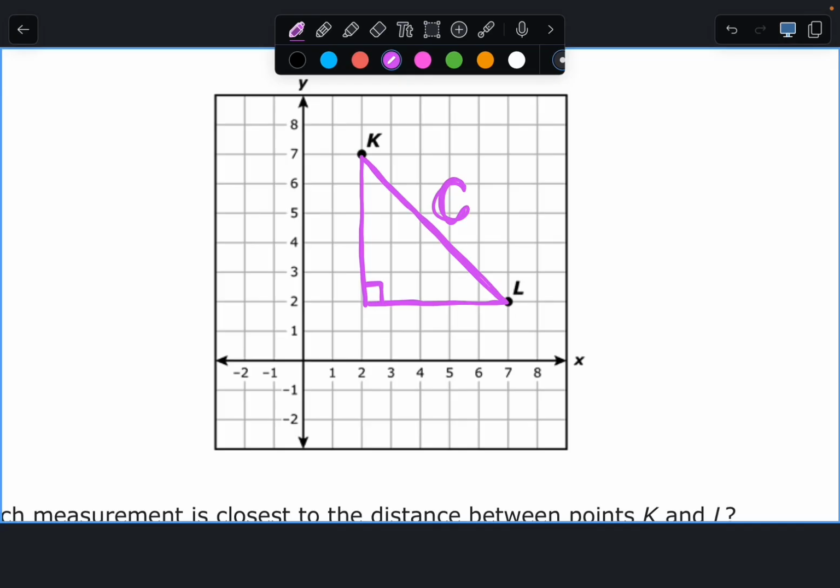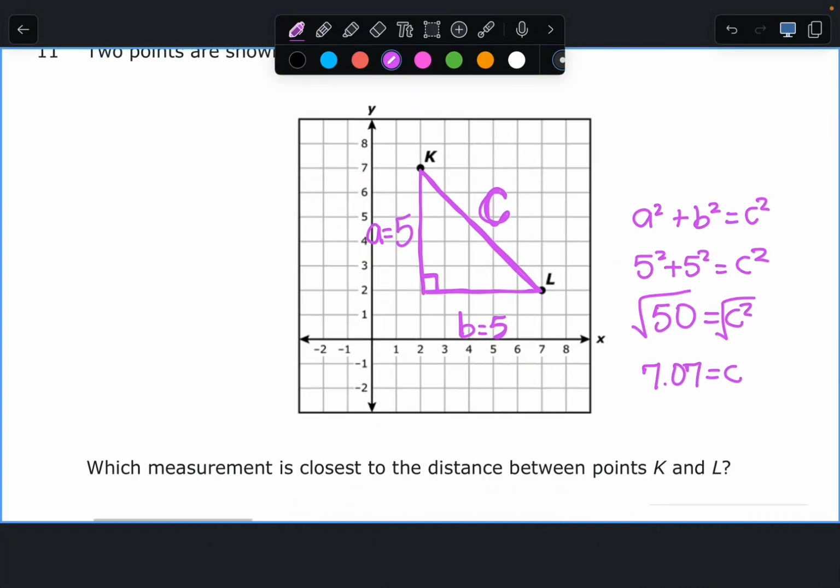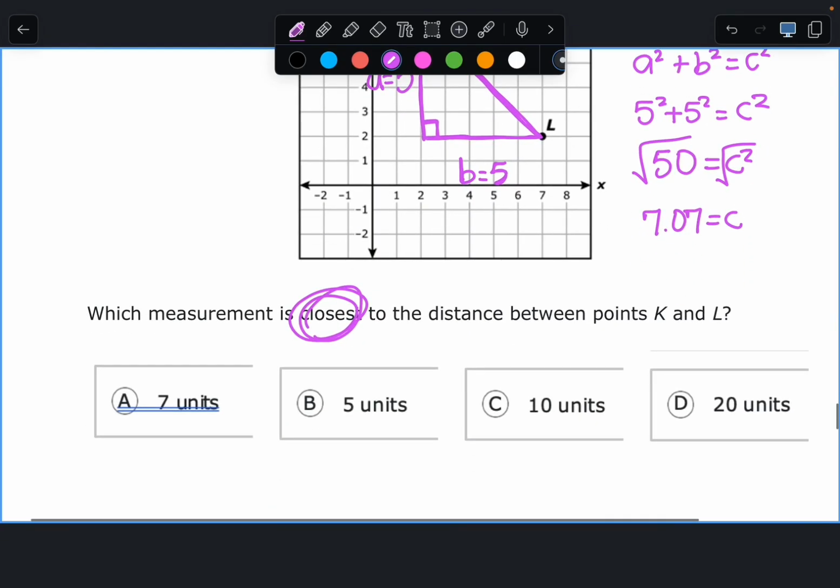So now, count your boxes. What is A? 5. What is B, the bottom? 5. They're both 5. So now, plug it in. A squared plus B squared equals 5 squared plus 5 squared equals C squared. What's 5 squared plus 5 squared? 50. And now the square root of 50 is 7.07. So which one is closest? A.